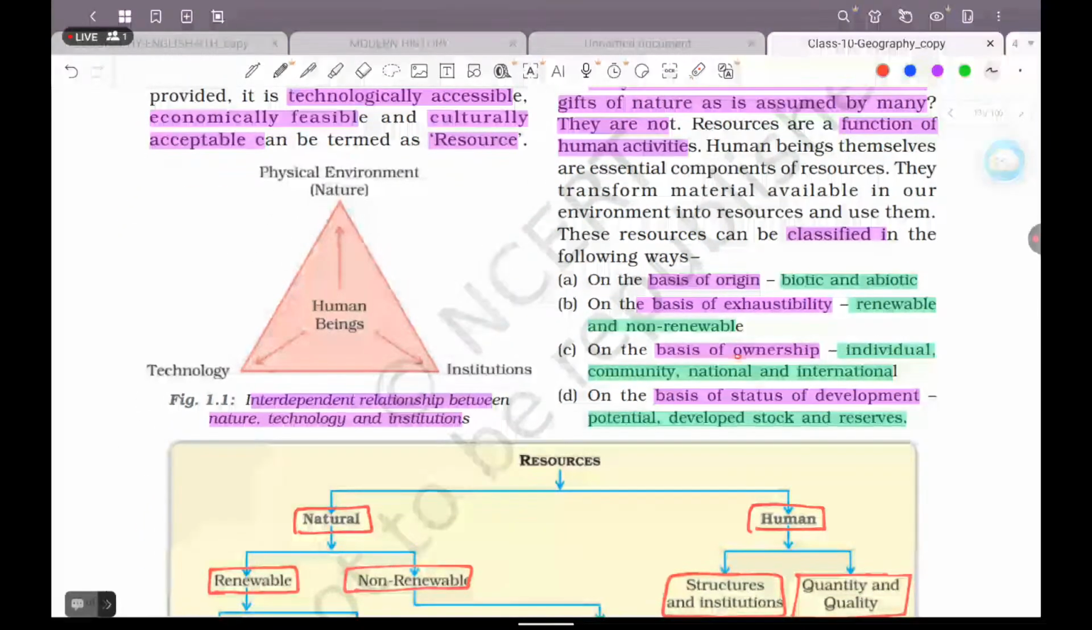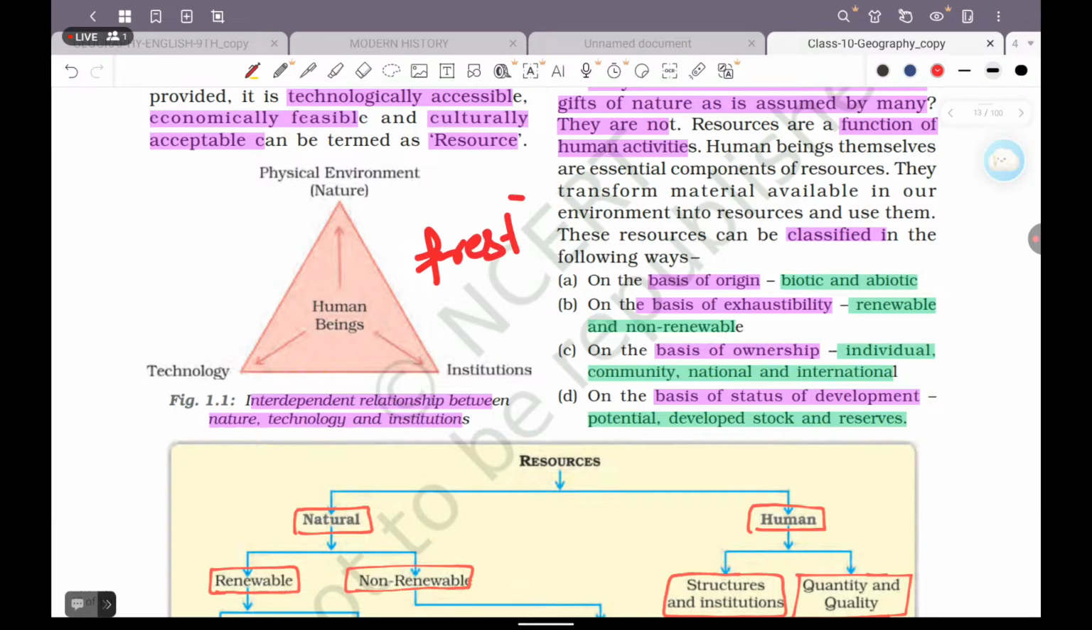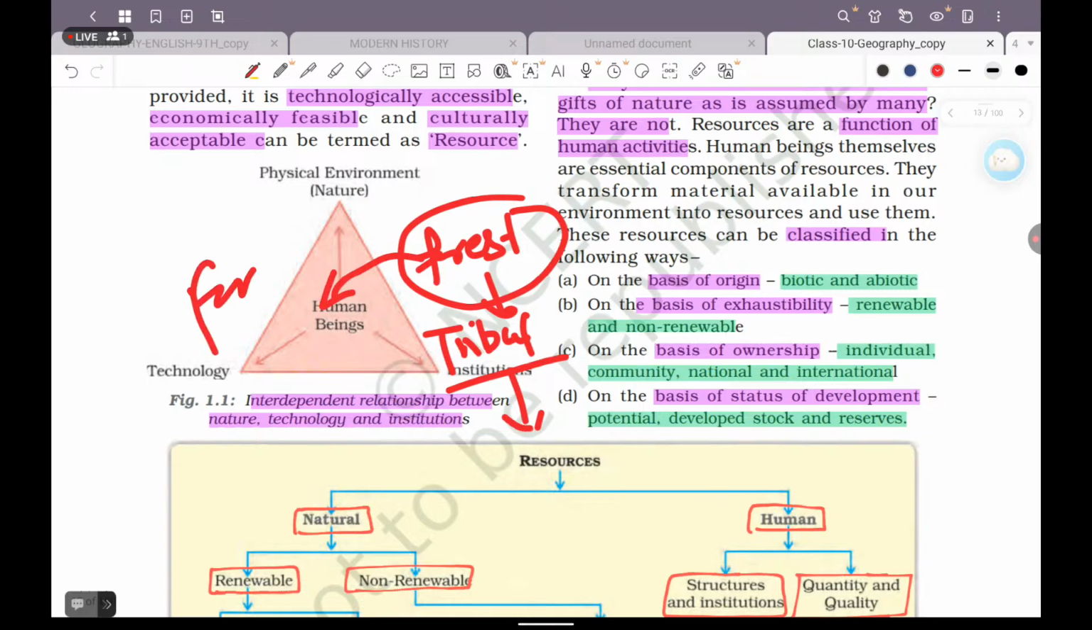Whereas ownership means that some resources are owned by individuals, and some are owned collectively, like by a community. For example, in the forest region where the tribals live, the community collectively owns the land or collectively reserves the forest. So these are community forests.